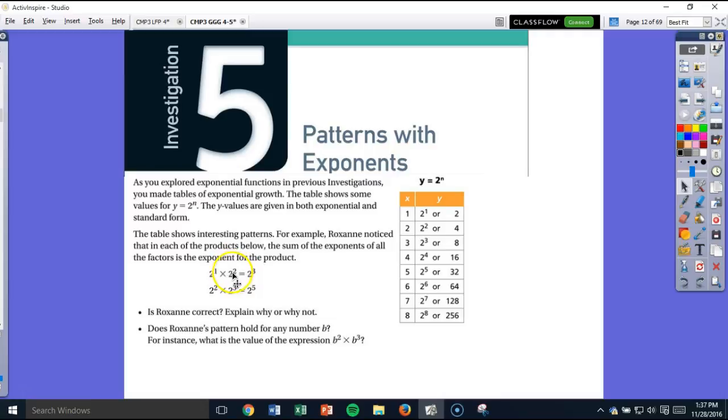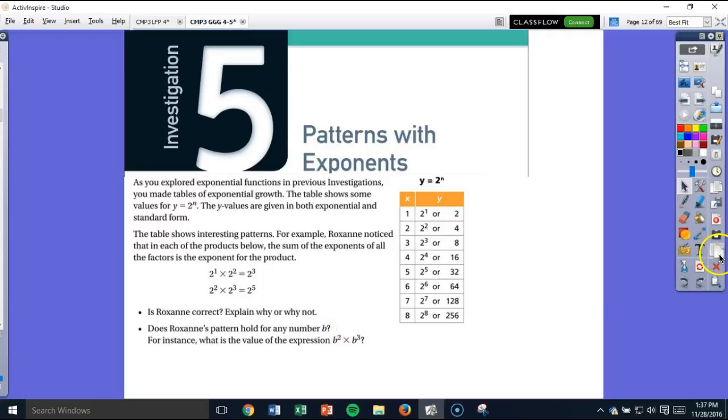So the question is, when we multiply any of these two together, is it the same product as if we added these two exponents together, as long as we have this same base? That's one of the patterns we want to take a look at, one of the rules we're going to learn about in this investigation. But it asks here, is Roxanne correct? Explain why or why not. And does Roxanne's pattern hold for any number b, as in b to the second times b to the third?